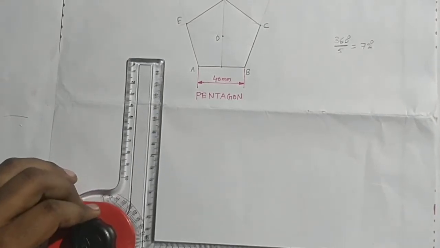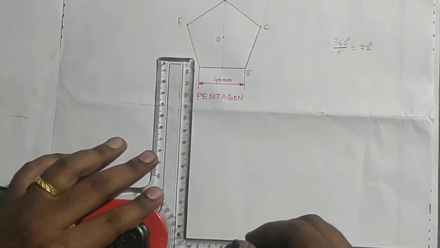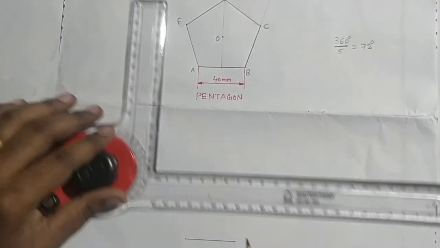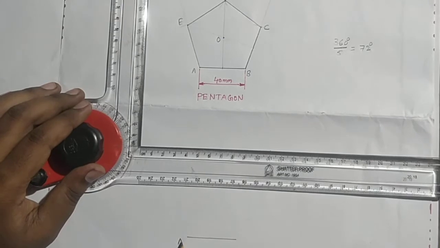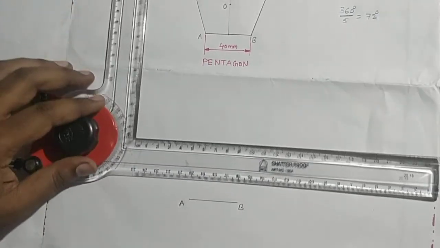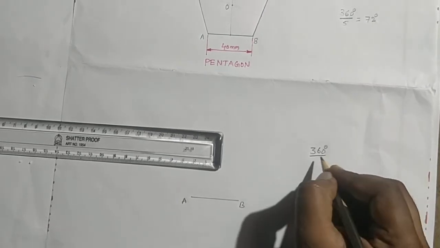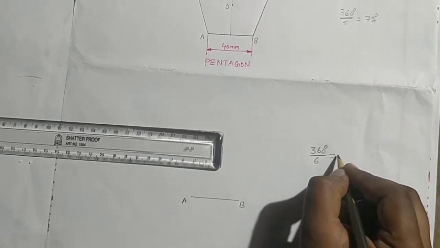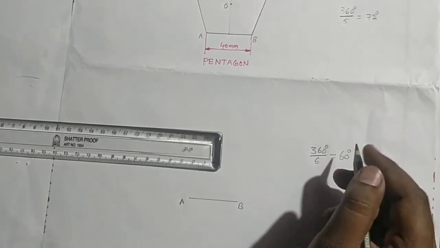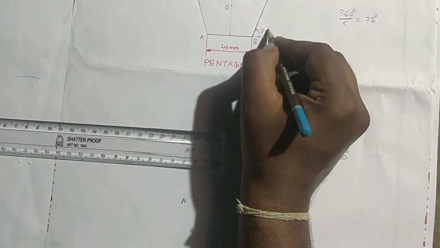Mark at 0. Draw the given side length 40 mm. Next, give the notation A, B. Next, here the total angle of a circle is 360 degrees, divided by the number of sides for a hexagon, which is 6, so we got 60 degrees. In the previous case we drew 72 degrees.